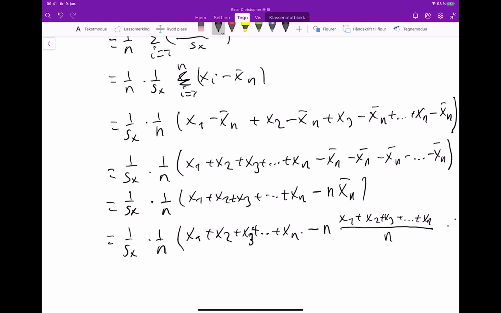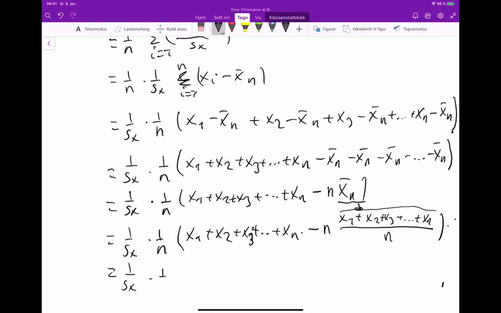We know that the mean of the x's is the sum of the x's divided by n. So I replace x bar n with the sum of the x's divided by n. And why is that smart?